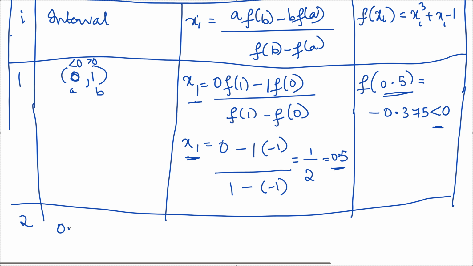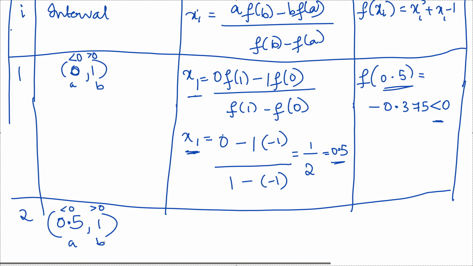So instead of 0, we will write 0.5, because 0.5 is also giving us less than 0, comma 1. So now the root lies between 0.5 and 1. So this is less than 0, this is greater than 0. Now this is A, this is B.